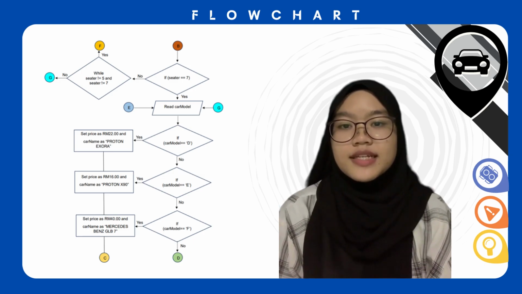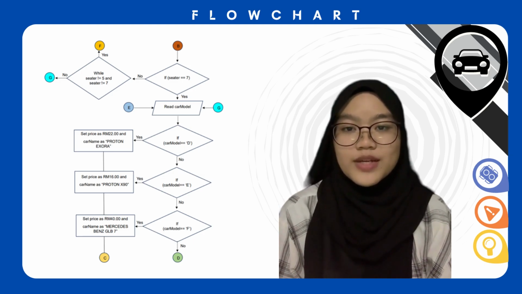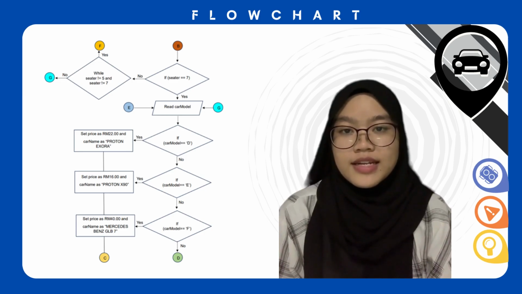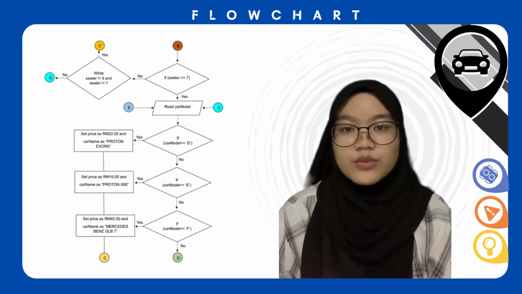If the user enters D, then the price is set as 22 ringgit and displays Proton X Zora. If the user enters E, the price will be set as 16 ringgit and displays Proton X90. And next, if the user enters F, it will set the price as 40 ringgit and display Mercedes-Benz.